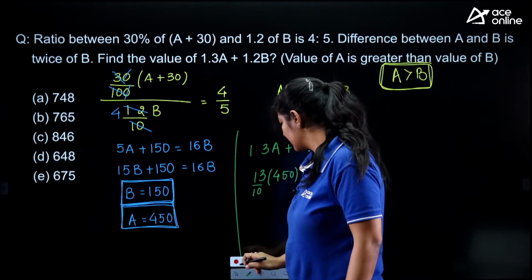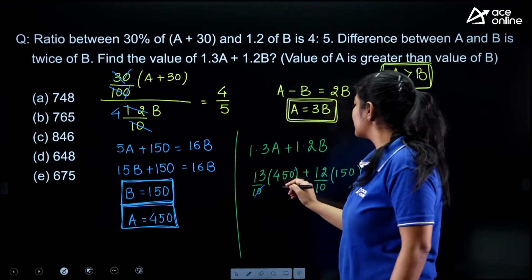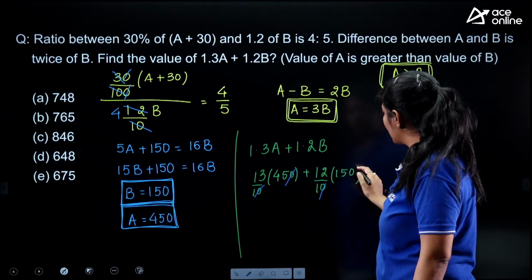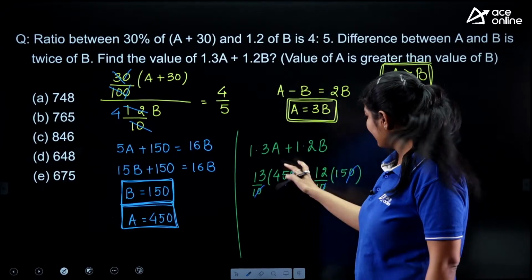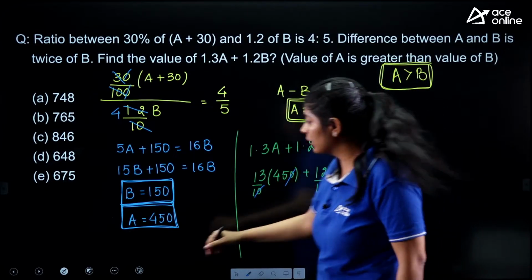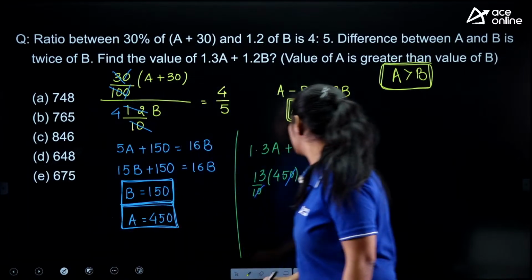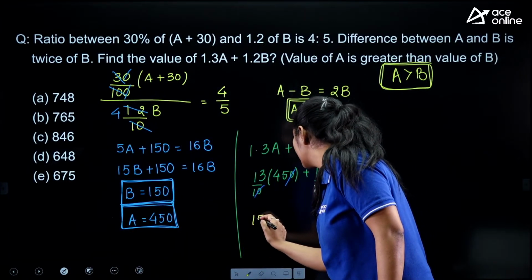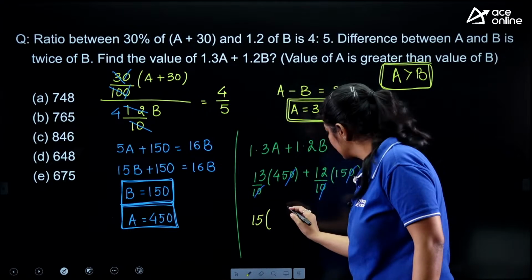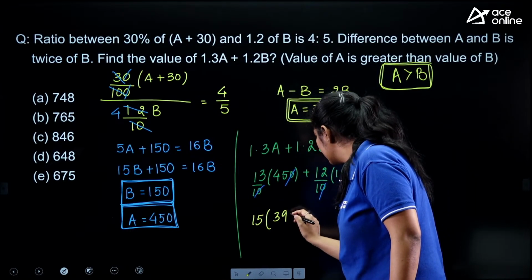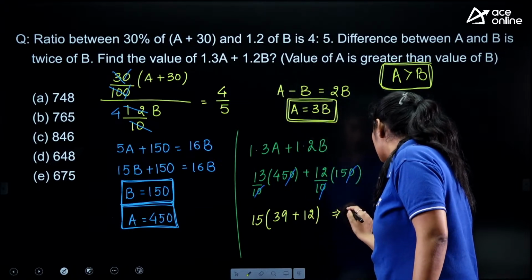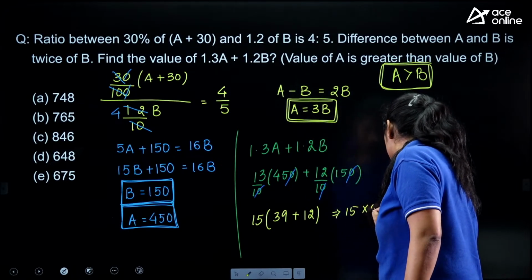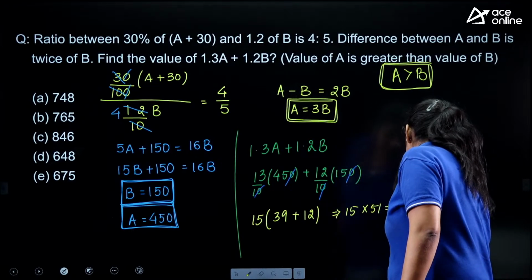We need to calculate this one. This 0 is eliminated, this 0 and this 0 are eliminated. We can take 15 as common as we have a multiple of 15 over here. So, how will we write? We will write 15 times, here 3 into 13, that is 39, plus 12. So this is nothing but 15 into 51, and this is nothing but 765.